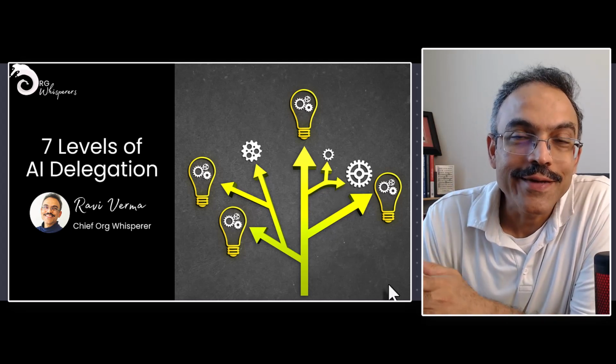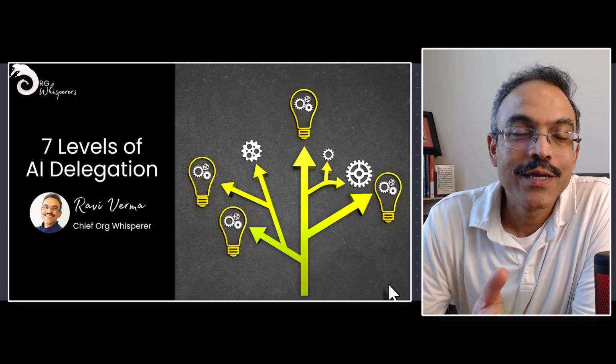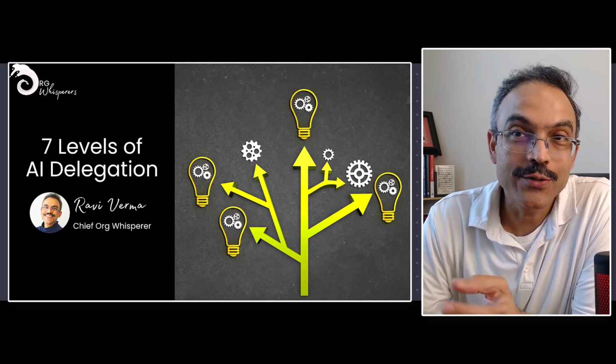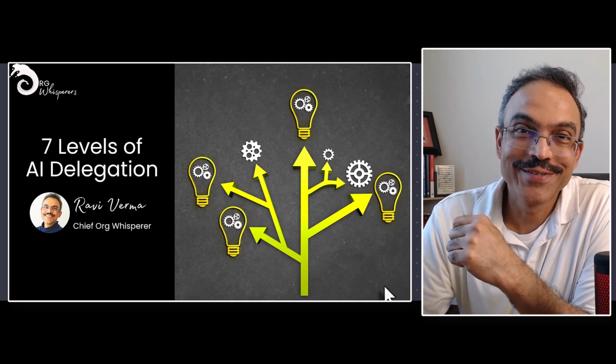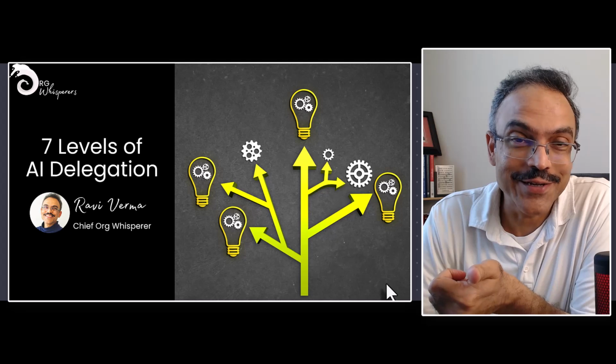Okay, AI for everything, AI for nothing, or something in between. Here's something I learned from my middle schooler who's just off camera over here: the 7 levels of AI delegation.